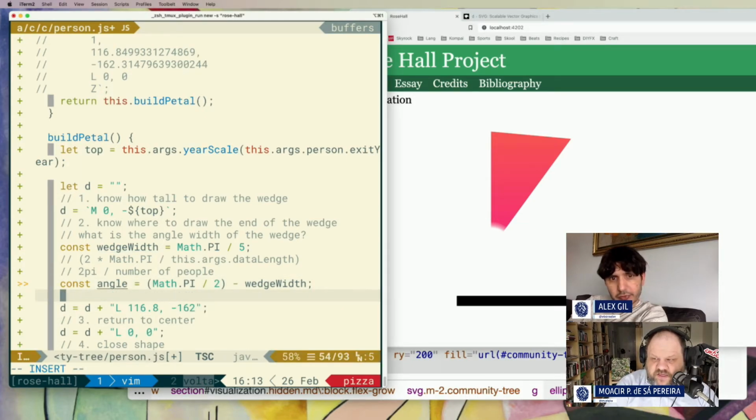Okay. So now that we have the angle and we have the hypotenuse, how do we get the two legs of the triangle?